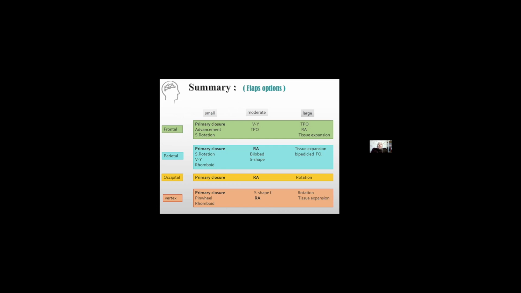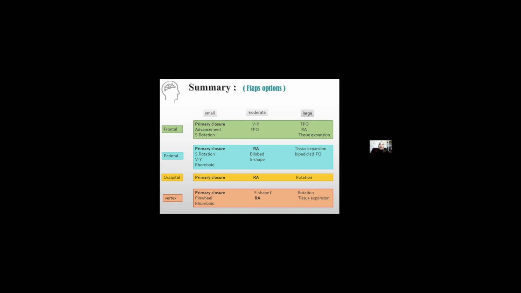Now, a summary of flaps according to the location and defect size. For a small scalp defect in all regions, primary closure is the first option. For the moderate scalp defect, if it's the frontal region, we can use VY flaps and temporoparietal flaps. If it's other regions, the rotation advancement flap is the best choice.